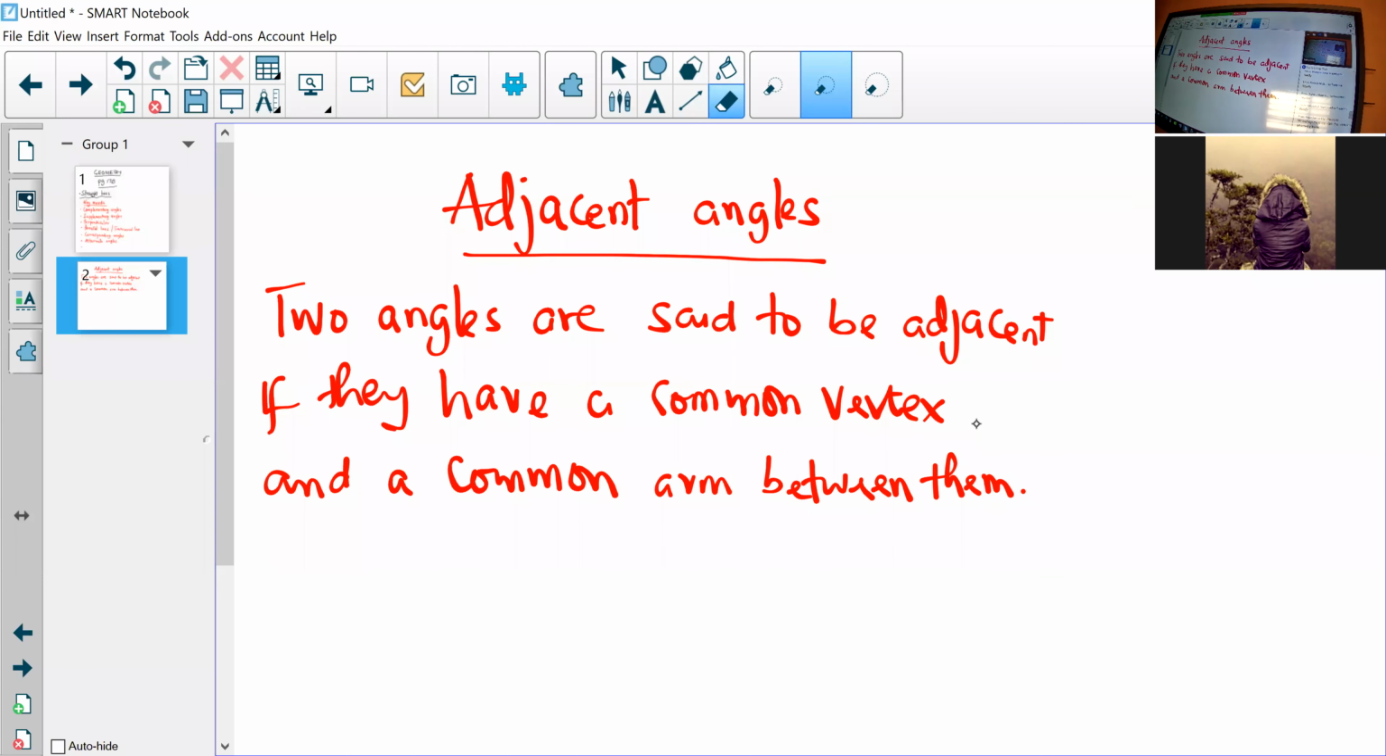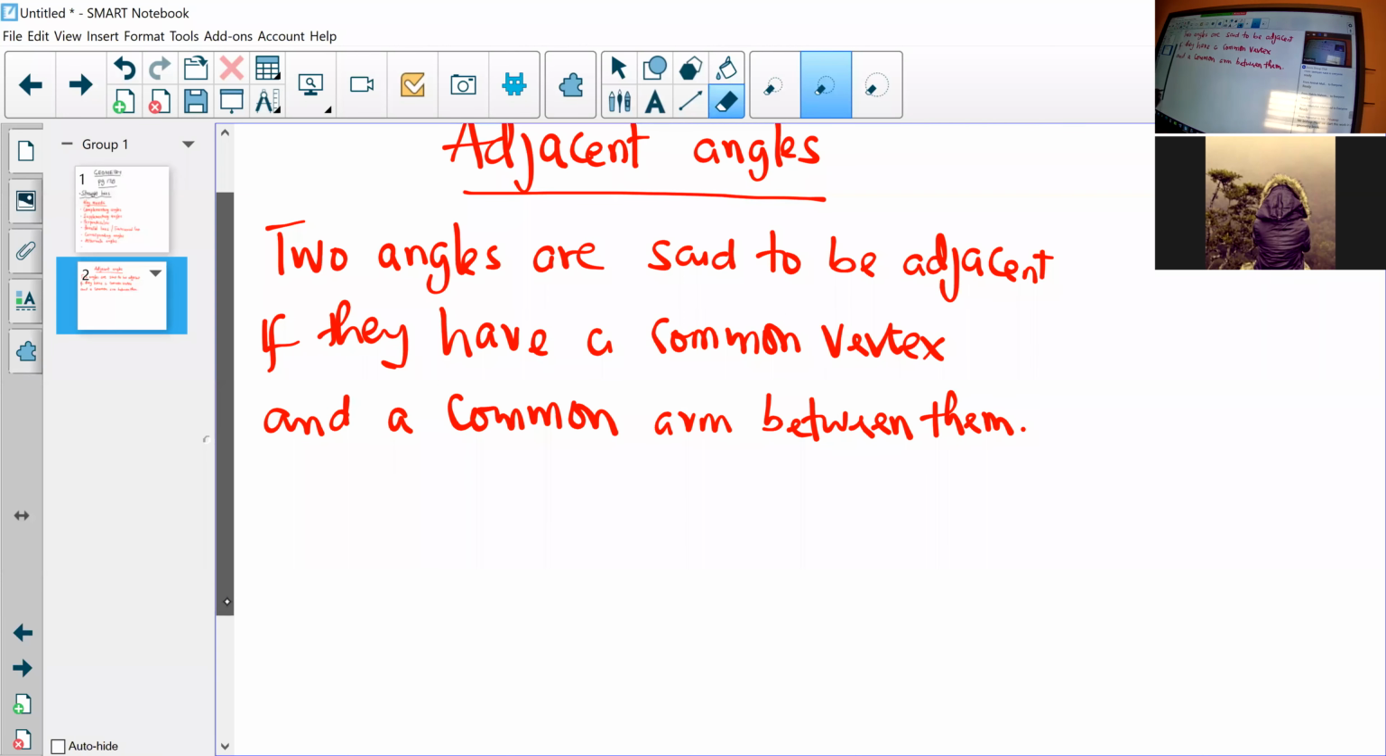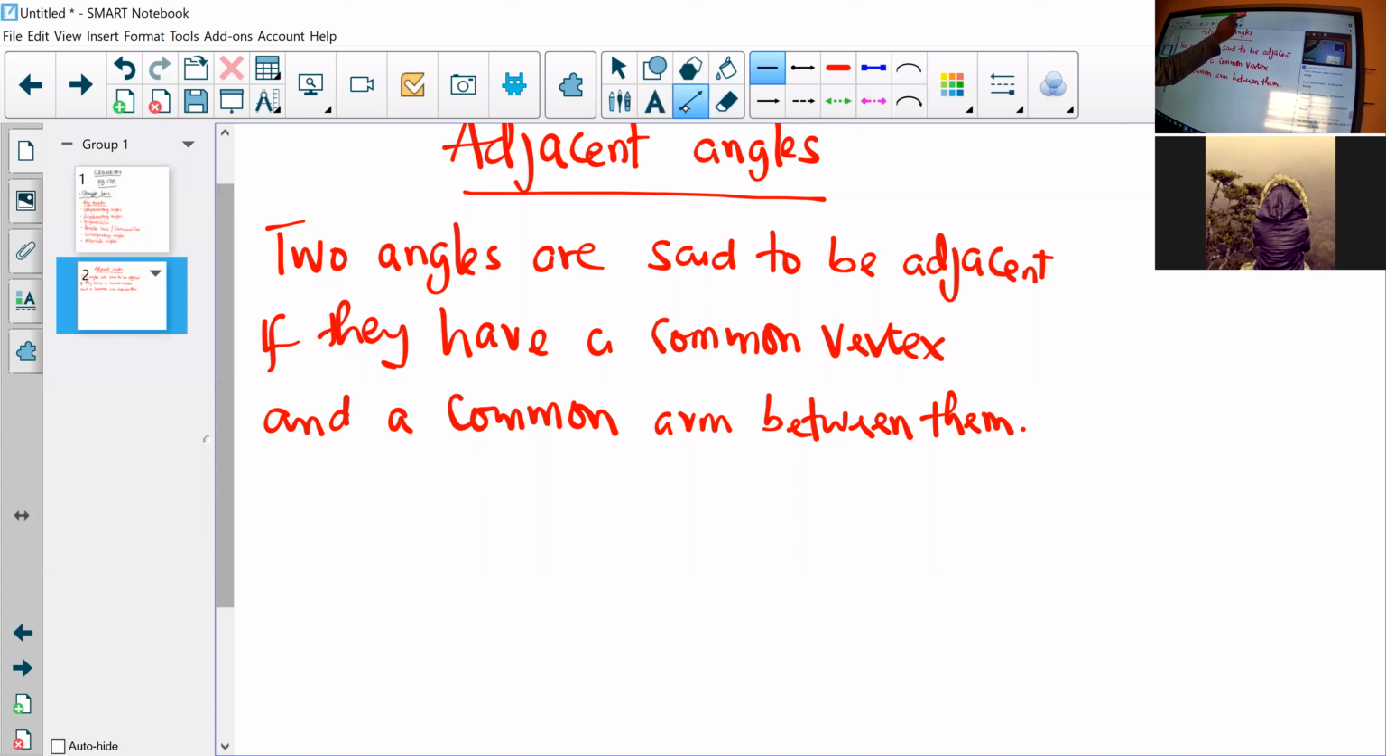Yes, Noella, you can go ahead and do this work in your geometry book. Thank you. Two angles are said to be adjacent if they have a common vertex and a common arm between them. What do we mean by this? Okay, I don't want to move too far so you can get the screen. And sometimes if you feel you're not done yet, you can just take a screenshot.